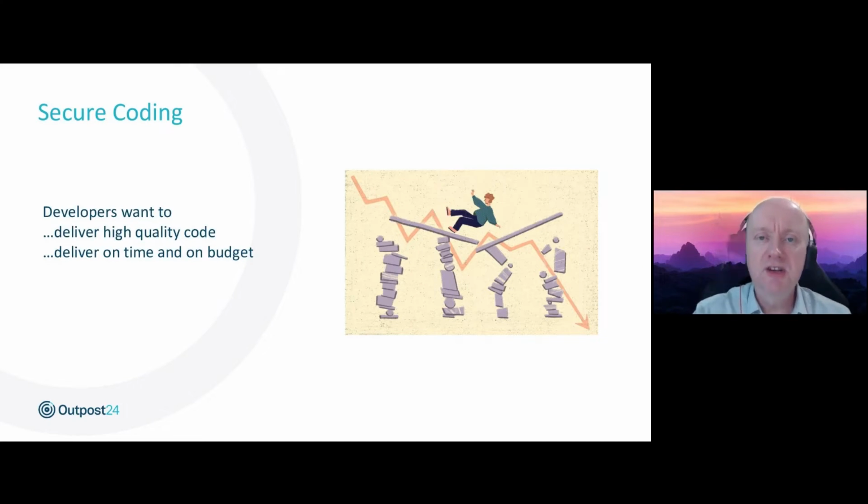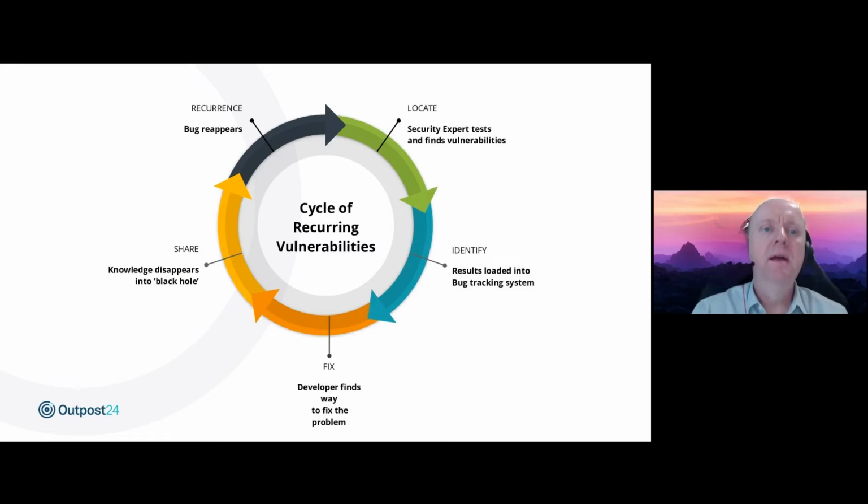So if the culture is of delivering to schedule above everything else, then it's going to make the situation actually worse. So in addition to this fine balancing act, one problem that running at full speed can cause us as well is this thing that I've called the cycle of recurring vulnerabilities.